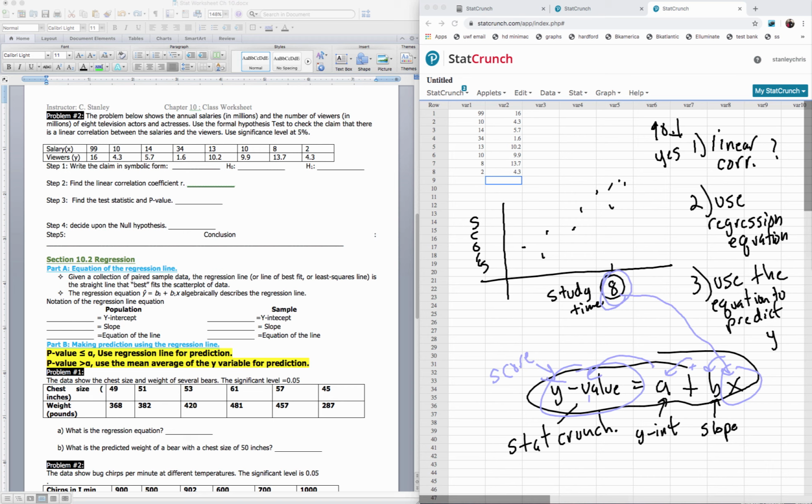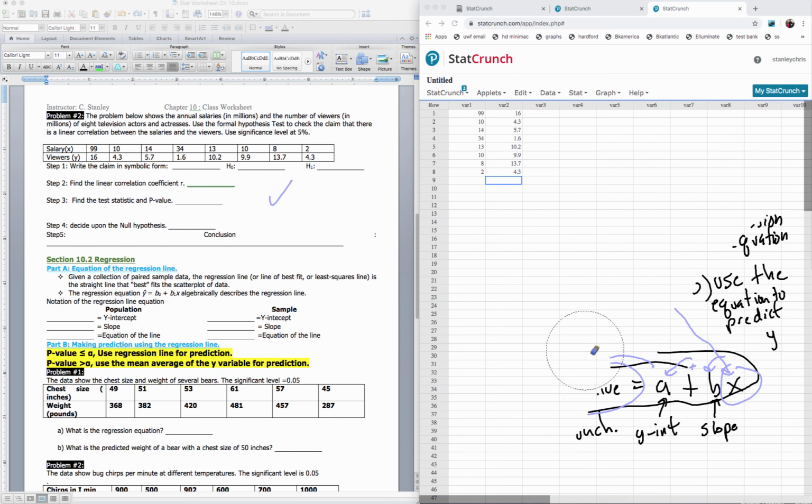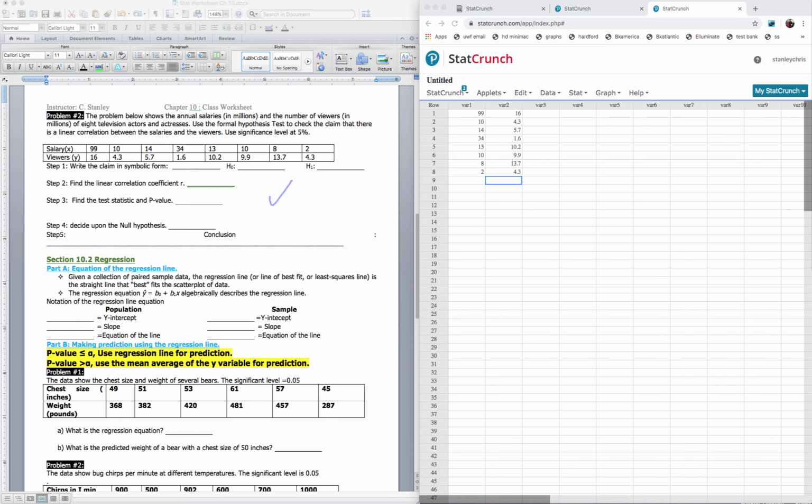Now, something that's important that I'm just going to talk about real quick, so you kind of have to pay attention. If this is a no, so what I'm saying is, if we had a fail to reject like we had up here, if you have a fail to reject, to find the predicted y's, you just take the average of the y's.